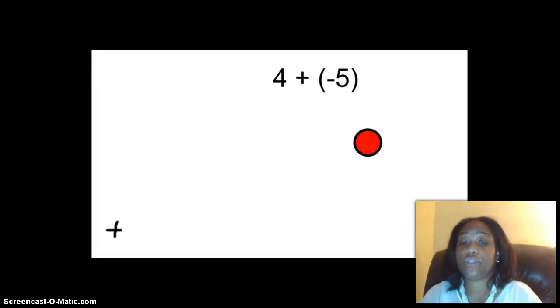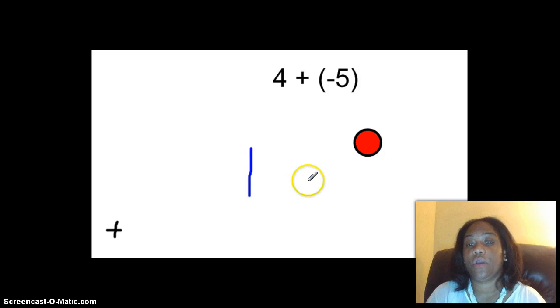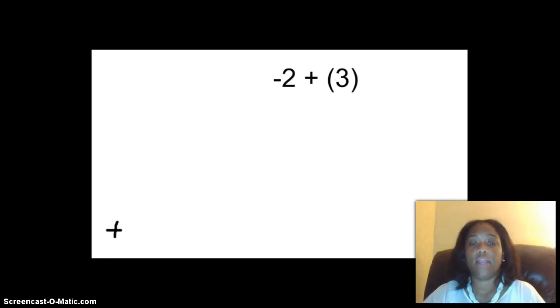So I ate all my sandwiches. What do I have left? I have 1 chip left. I'm going to use a different color. I have 1 chip left. Well, what color is that chip? The color is red. So that means that my sign is going to be a negative. Let's try another one. Now, remember, black is positive. Red is negative. It's negative.